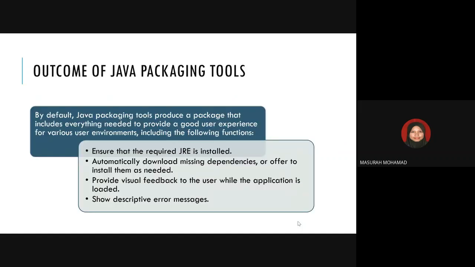Now, the outcome of Java packaging tools. By default, Java packaging tools produce a package that includes everything needed to provide a good user experience for various user environments, including the following functions. One, to ensure that the required JRE is installed. Two, to automatically download missing dependencies or offer to install them as needed. Three, to provide visual feedback to the user while the application is loading. And four, to show descriptive error messages.